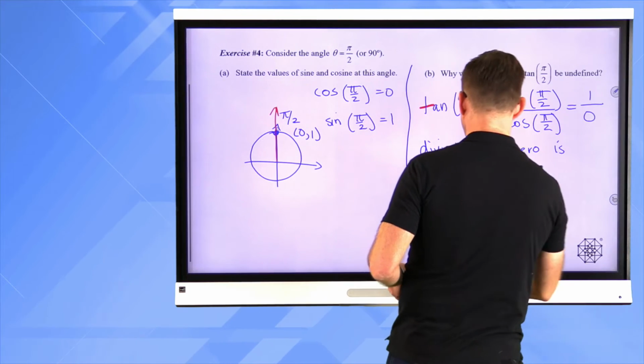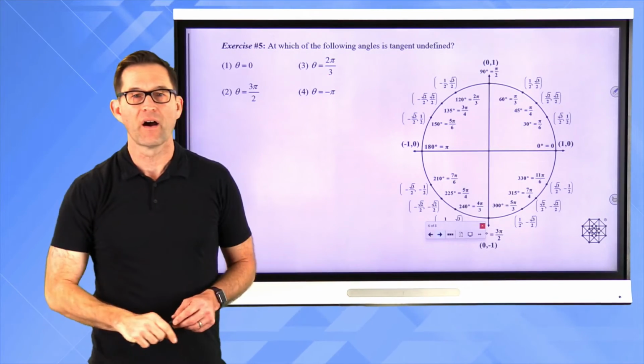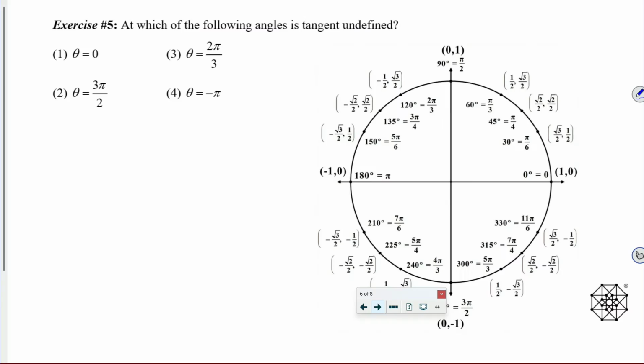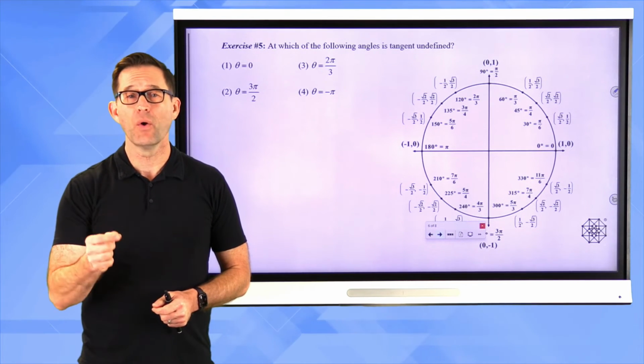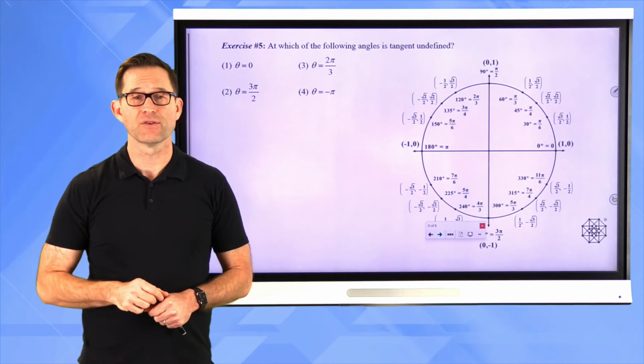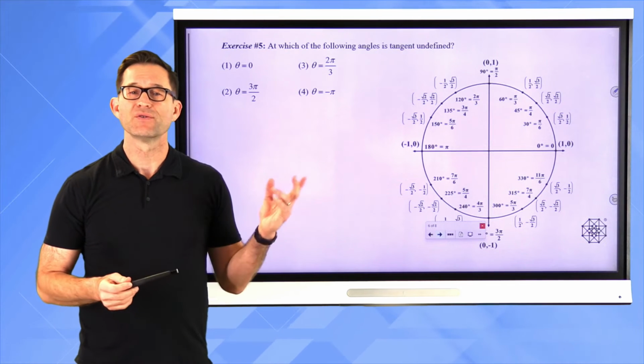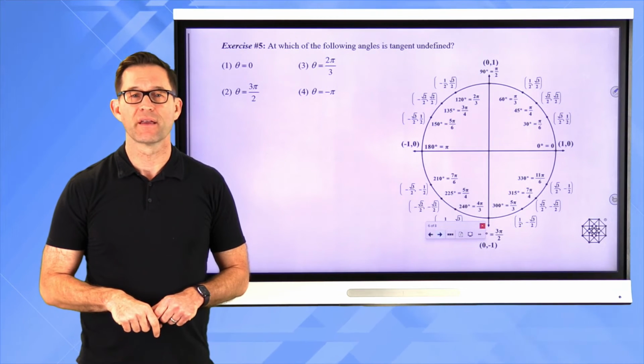Do a little bit more work with tangent here. All right, exercise number 5. At which of the following angles is tangent undefined? Now again, tangent will only be undefined when the cosine, the denominator of tangent, is equal to 0. So take a look at these 4 choices and consider that.